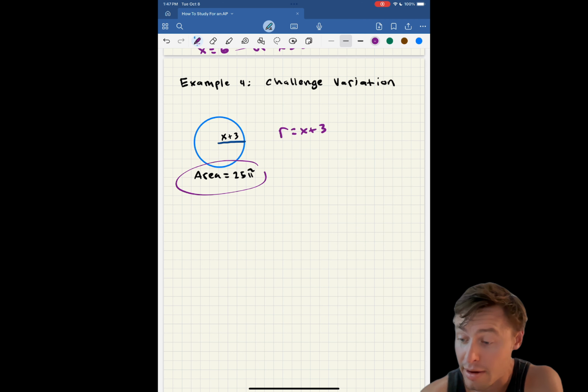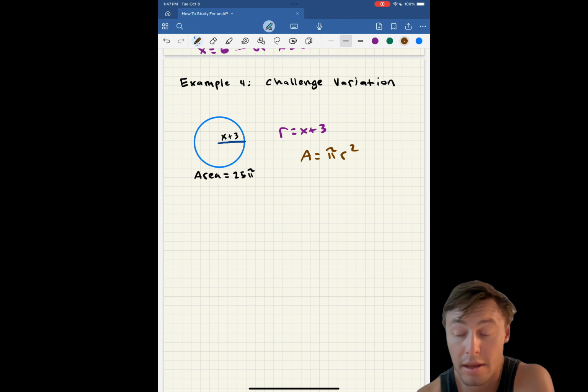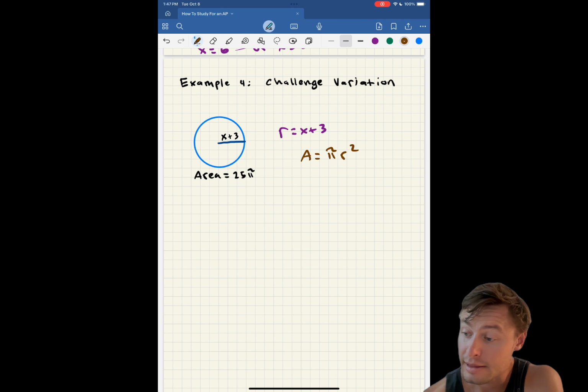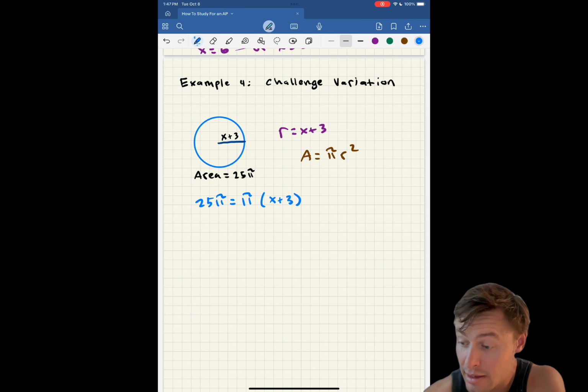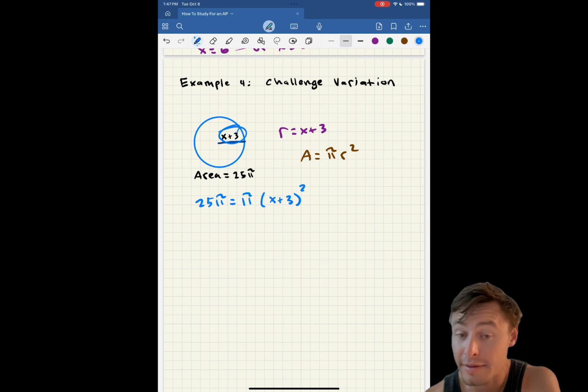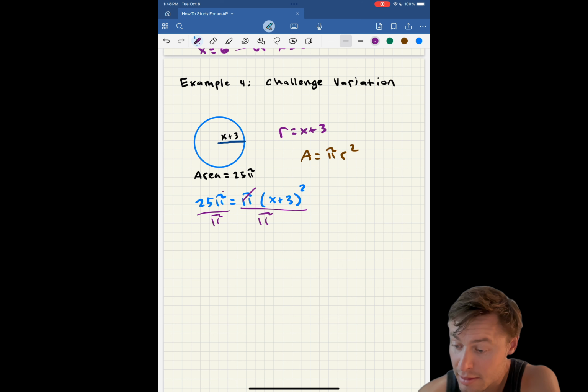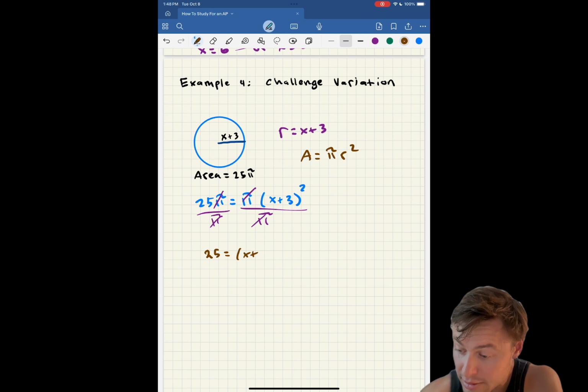But we know the area of this circle. And if you recall from geometry, the area of a circle is equal to pi times the radius squared. So we can set up an equation that says the area, 25π, is equal to π times the radius, (x + 3)². So all I did was substitute in the fact that the radius is x + 3 into this equation. Now I'm just solving for x, right? So we'll start by dividing both sides by pi. So we end up with 25 = (x + 3)².